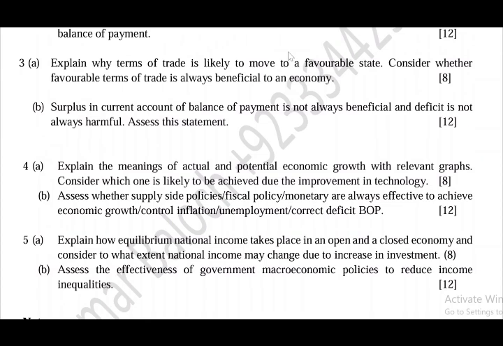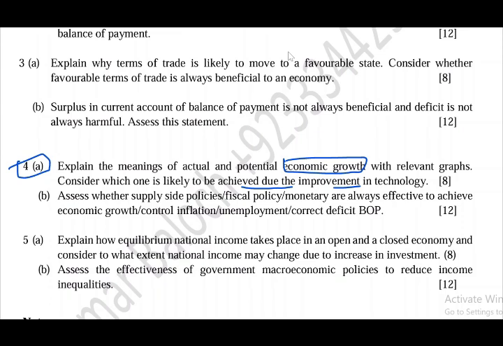And I'm going to explain one more question, that is question number 4a. Explain the meaning of actual and potential economic growth with relevant graphs, and consider which one is likely to be achieved due to the improvement in technology, right? So you have to define the main term economic growth first. It is the rise in real GDP per capita over time, and actual growth is achieved due to the employment of previously unemployed resources, such as when you are operating inside the PPC and you move towards the PPC.